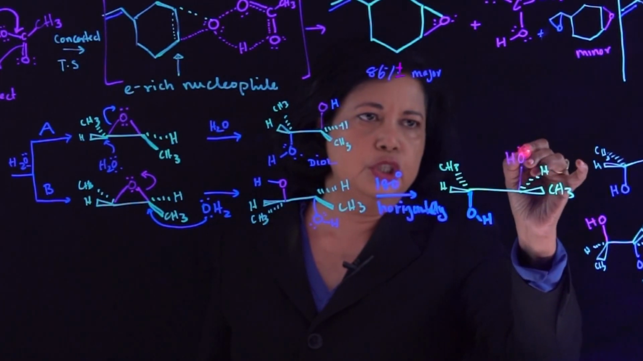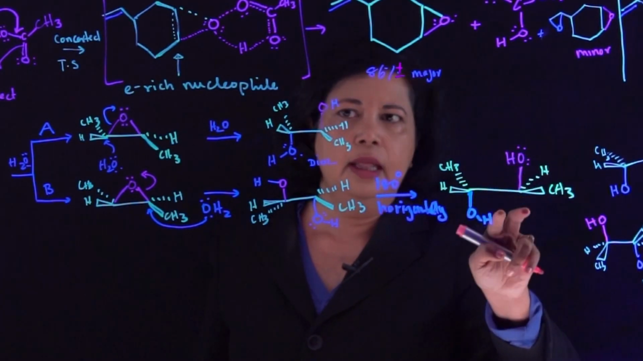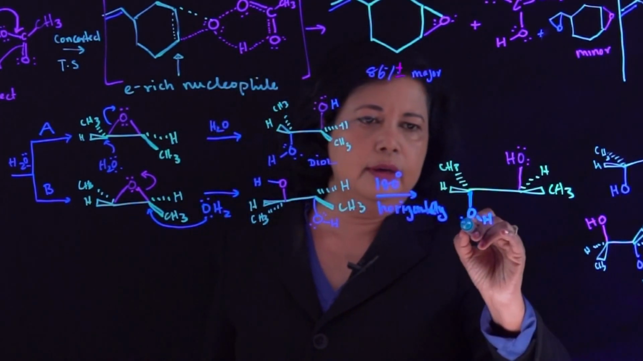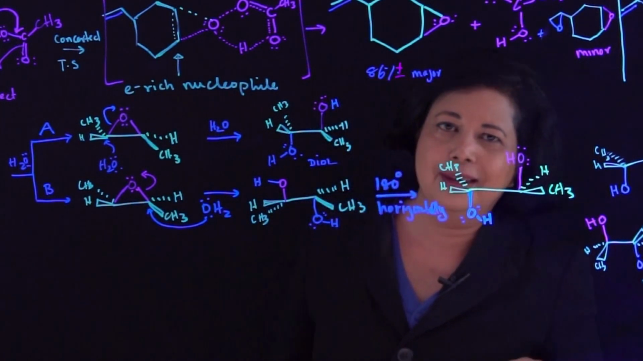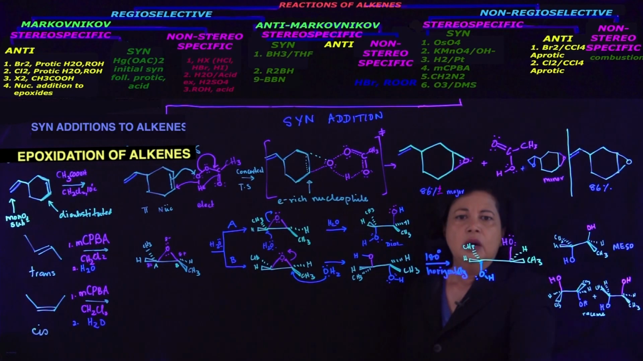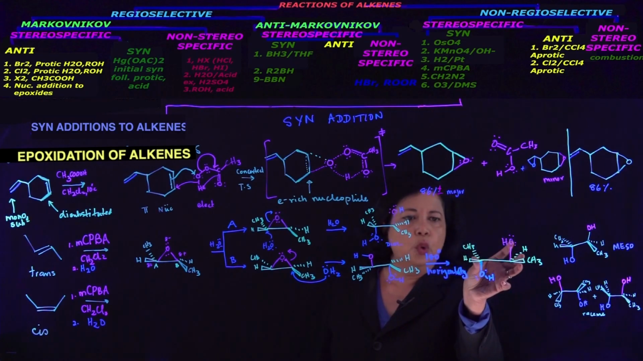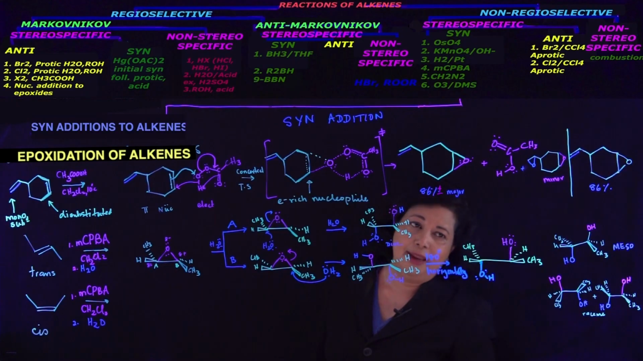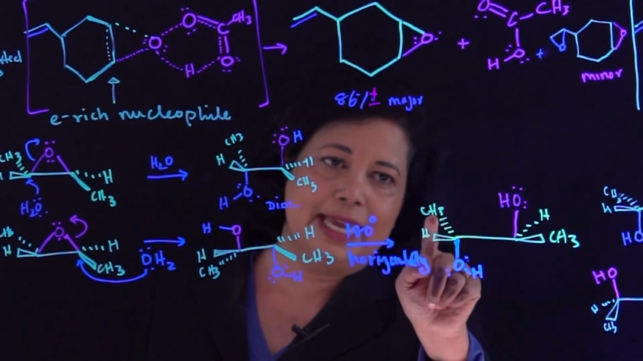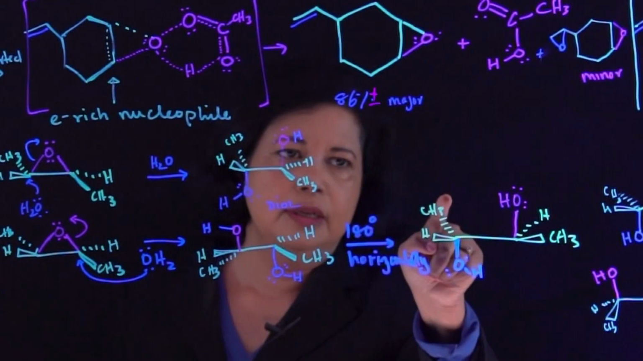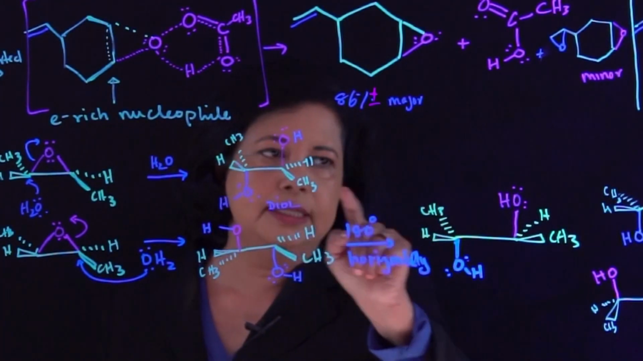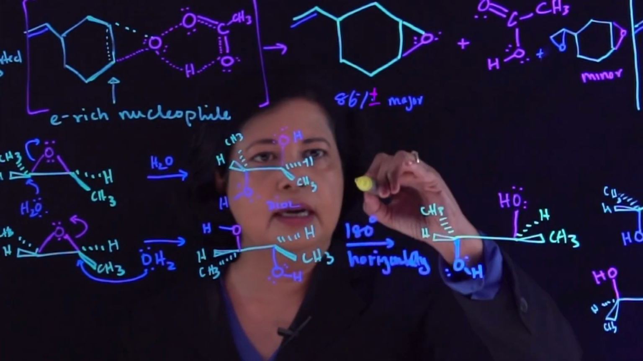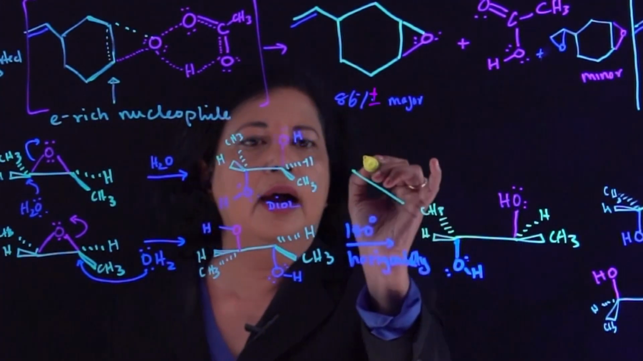Now, what's the relationship between this molecule and this molecule? Are they the same? Are they different? Are they enantiomers? What are they? What do you think? Can you take this and overlay it right on top? You can, right? Because they're exactly the same configuration. Methyl, hydrogen, hydroxyl in the same direction here and here. So these are identical compounds. Both of these are identical.